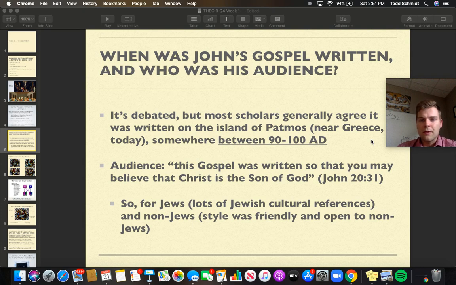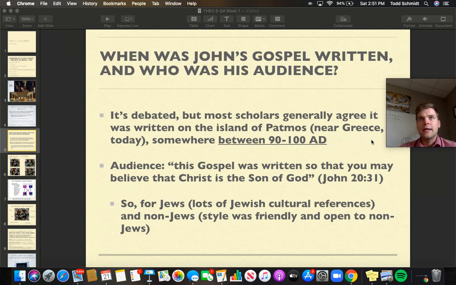As for the purpose or the audience of John's gospel, towards the end of it, he's very clear. He says the purpose of this gospel was written so that you may believe that Christ is the Son of God, that Christ is who he said he was. And so this gospel is kind of a universal gospel. It's written for Jews. There's a lot of Jewish cultural references in this book, but also for non-Jews. This book is easily accessible and readable for both audiences.